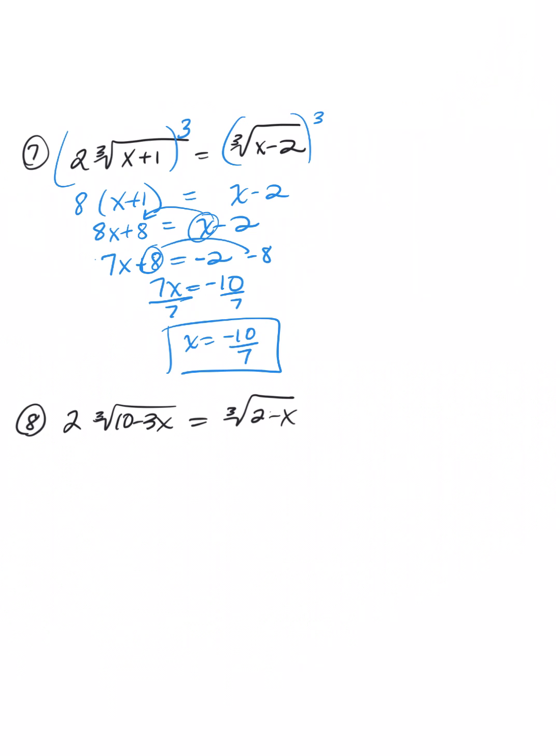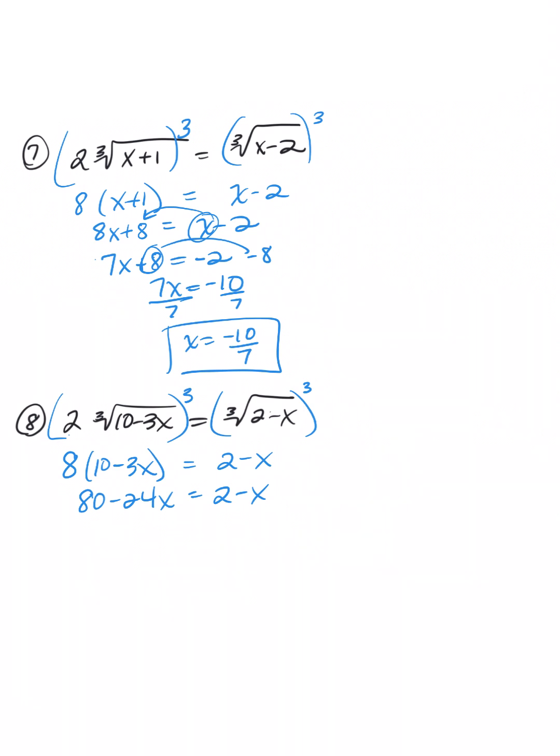Number 8, last one, same idea. The radicals are on each side of the equal sign. There's nothing else added or subtracted, so I can just immediately go into the raise the power step. So I'm going to raise both sides to the third power. Again, 2 cubed is 8. Now it's just 10 minus 3x, and this is 2 minus x. Now distribute the 8, so it'll be 80 minus 24x equals 2 minus x.